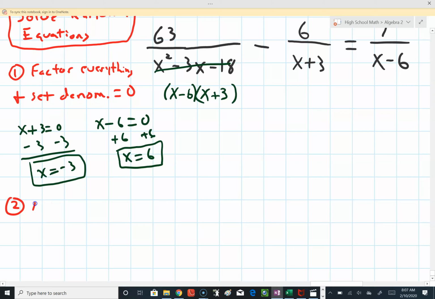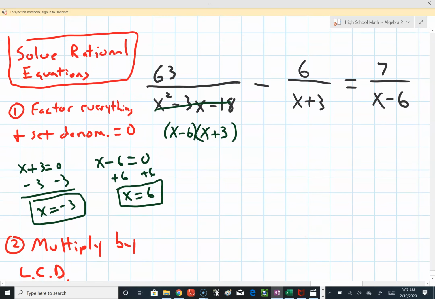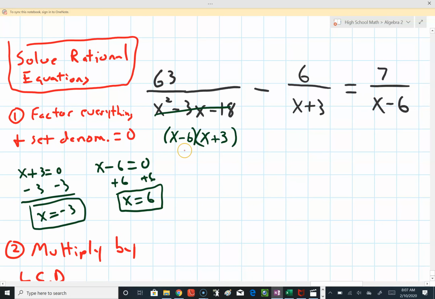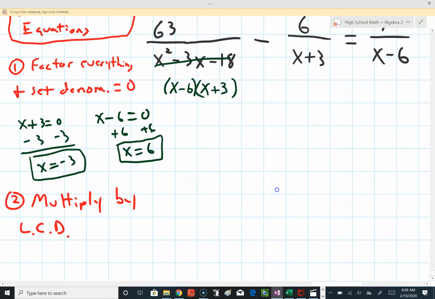Multiply by the least common denominator. Well, the least common denominator has what everything has. x minus 6 times x plus 3 is the least common denominator because it captures the x plus 3 and it captures the x minus 6. The least common denominator has all of the factors of all of the denominators in it. I'm going to now multiply by x minus 6, x plus 3 on both sides.